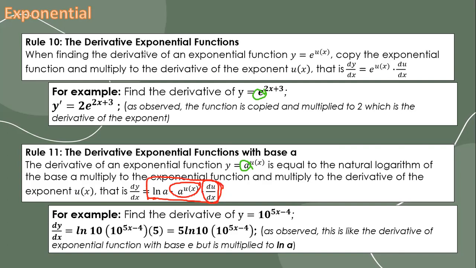So para lang din pala siyang derivative na exponential function. Pero ang nadagdag lang ay itong natural logarithm of a. Kasi nga, hindi na e itong ating base. Hindi kagaya dito. Okay? So, ln of e lang din kasi ay equal to 1. So, parang nawala lang yung ln of a for the derivative of exponential function with a base e.